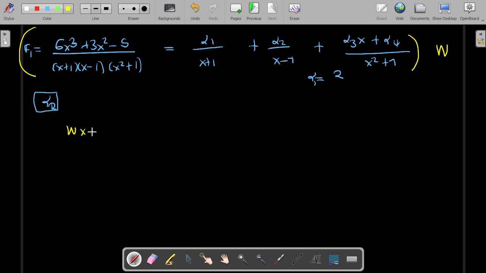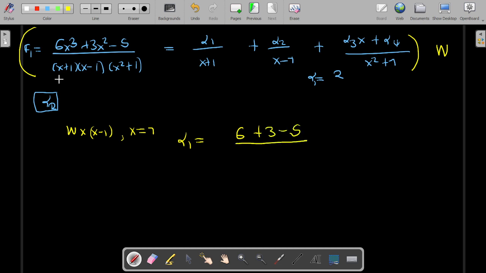We're going to multiply that by x minus 1. And then we're going to choose x equal to 1, and the other quantities are going to be 0. So alpha 1 is going to be equal to, now we substitute 1 on the left hand side. Here we should get 6, here we should get 3, and here we should get 5, like so.